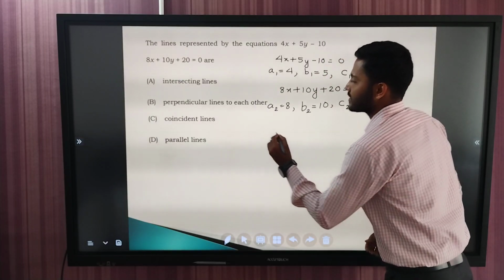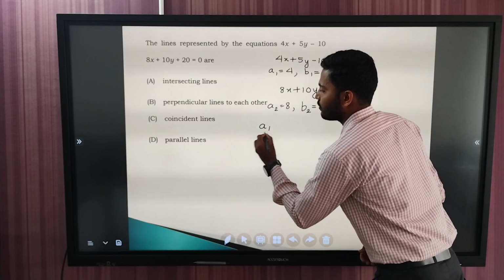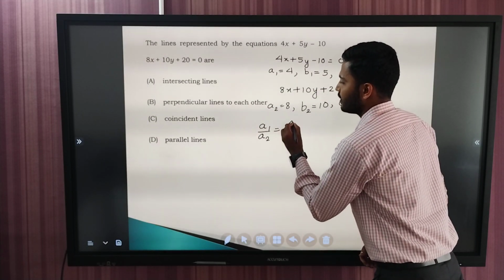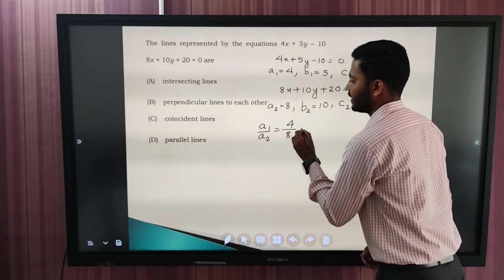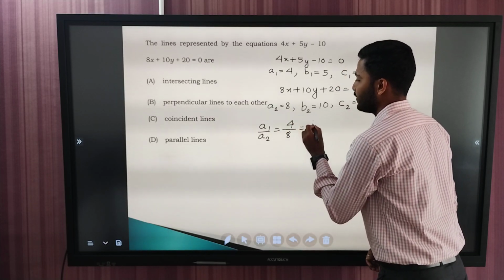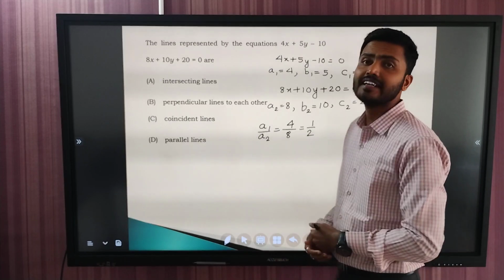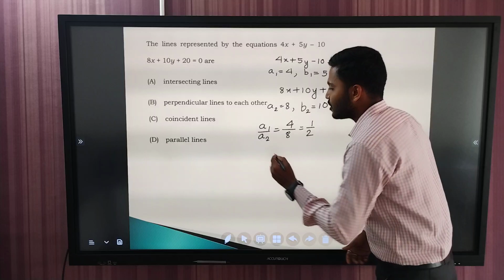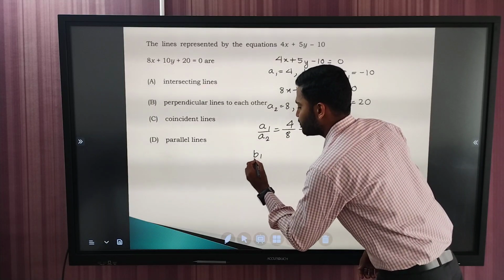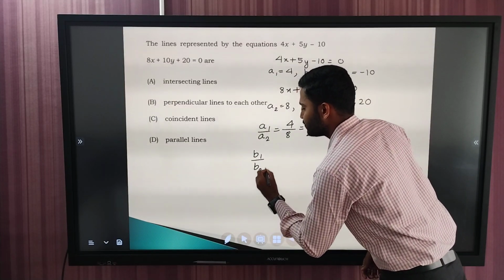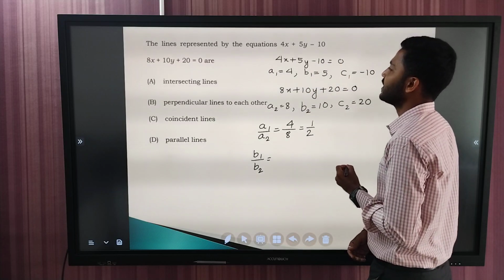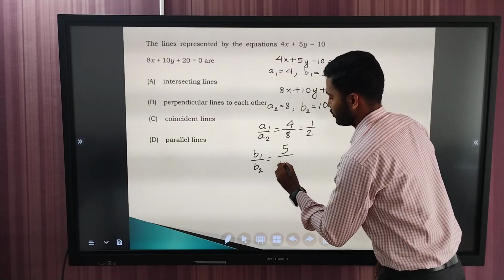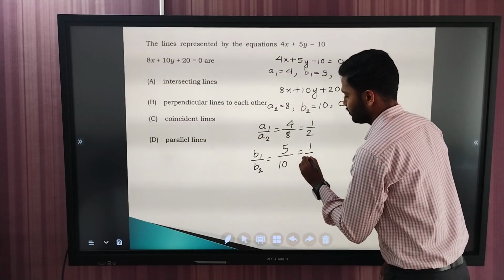Okay? Yes, let us try and calculate the values of a1 by a2, my dear students. So a1 is 4, a2 is 8. Correct? So if I reduce it, 4 1 times, 4 2 times, I am going to get the ratio as 1 by 2, or we can say 1:2. So let us find out for b1 by b2. So b1 by b2, what does it become, children? So 5 divided by 10. Again I am getting 1 by 2.